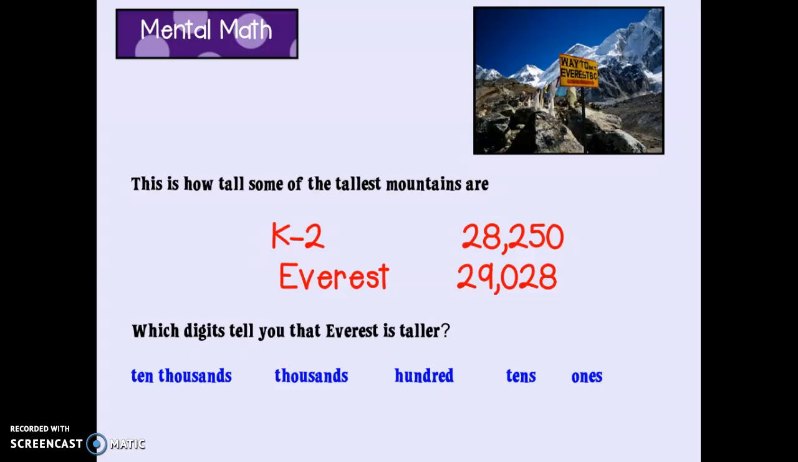Now what we're going to talk about is we're going to look at big numbers again, and we're going to compare them and decide which one's bigger. So this is how tall the two tallest mountains in the world are. K2 is 28,250 feet tall. Everest is 29,028 feet tall. Which digits tell you that Everest is taller? Well, I see that these are both 2's and they are in the 10,000 spot. If I go to the 1,000 spot, I see there's an 8 and a 9. So I know it's the 1,000 spot that tells me that Everest is taller.